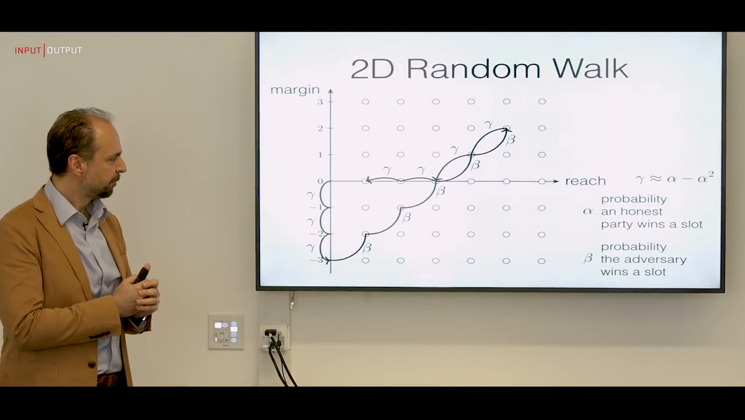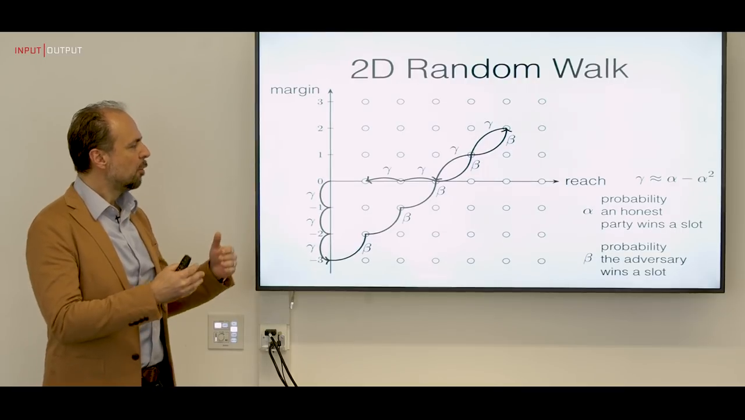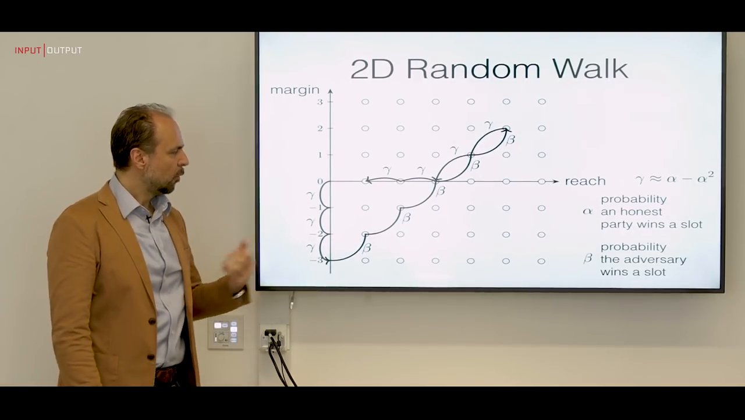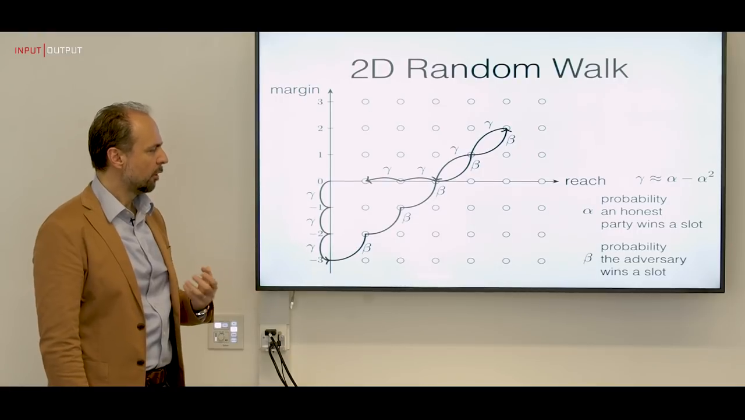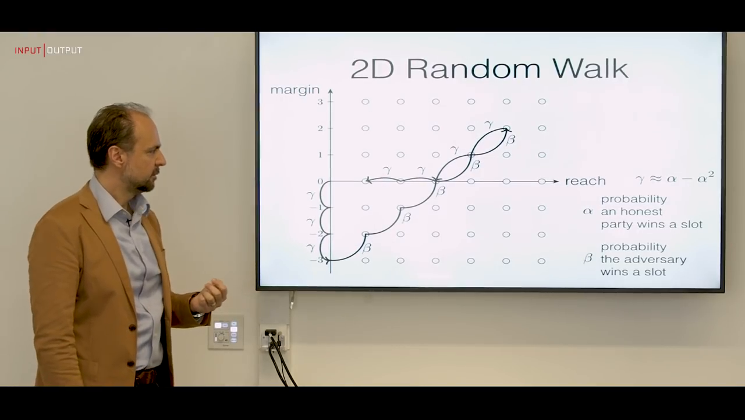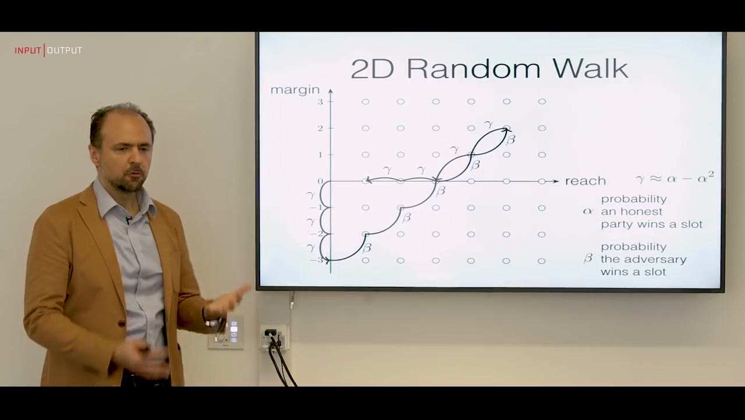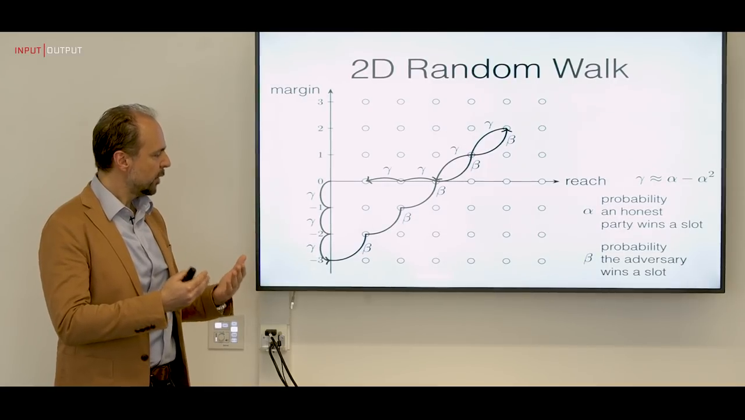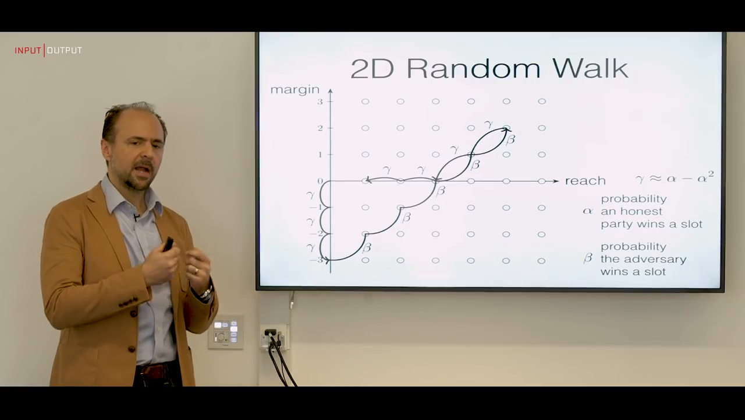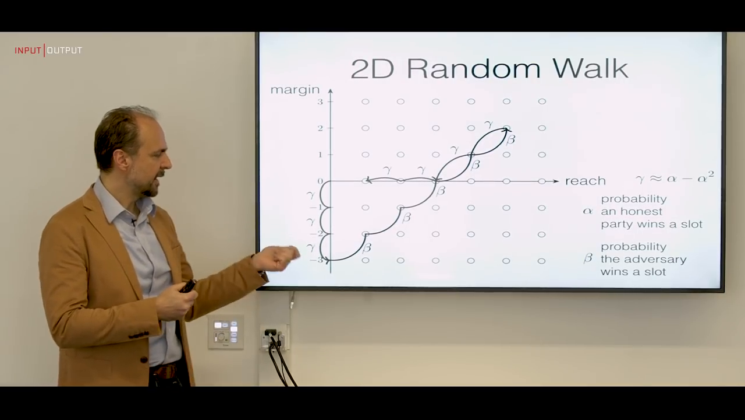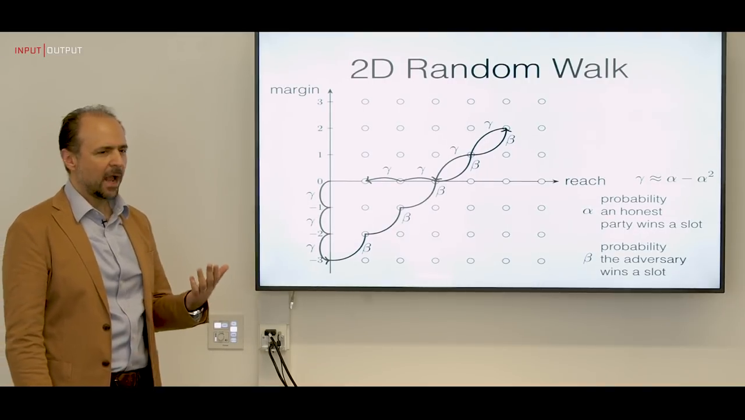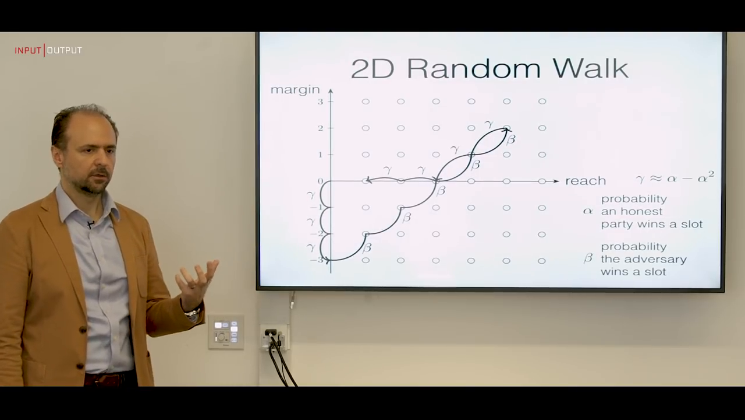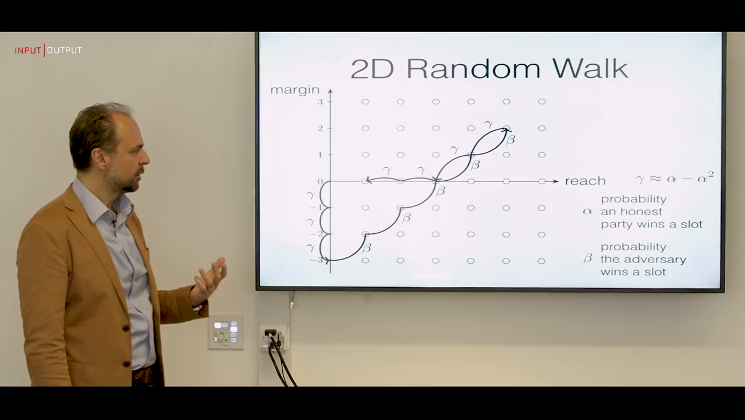And here is a picture of it. What you see in this picture is how the probabilistic process that the characteristic strings suggest in the protocol will induce a random walk in these reach and margin quantities. What happens is that when the adversary wins a slot, you see a move of the random walk towards the upper right of this diagram. That's the beta moves that you see here. And now you see what happens with the gamma moves. The gamma moves are when the honest parties win a slot. And this gamma is a similar parameter to the one we've seen in the Bitcoin analysis.